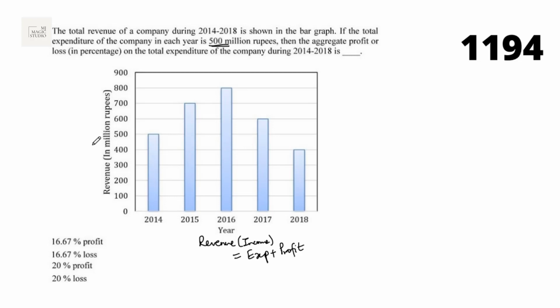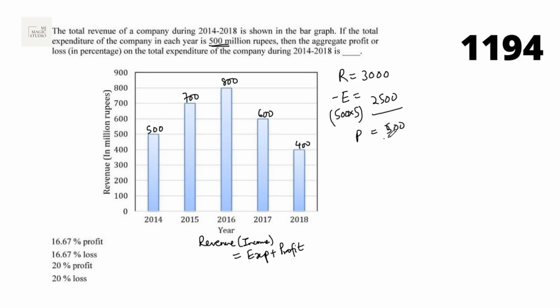Now, how much is the revenue? Revenue this year is 500. This is 700. Okay, this is 800. This is 600. And this is 400. So 10, 25, 30. So total revenue in these 5 years is 3,000. Total expenditure in these 5 years is 500 into 5. Every year the expenditure is 500 million. That is 2500. That means profit earned in these 5 years is 500.